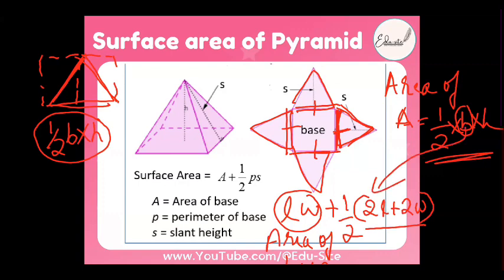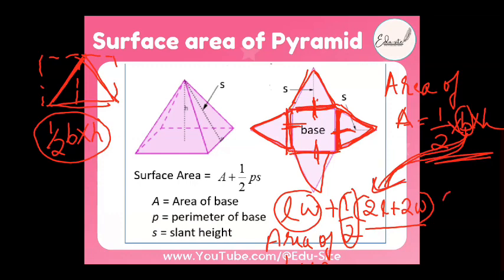Base of each of the triangles. Total triangles, how many do you have? 4 triangles, right? What are the bases? 1, 2, 3, 4 bases: 2 times the length plus 2 times the width. Fine? So in the place of half into base, you are writing half as it is, and instead of base, you're going to write the perimeter of this rectangle.